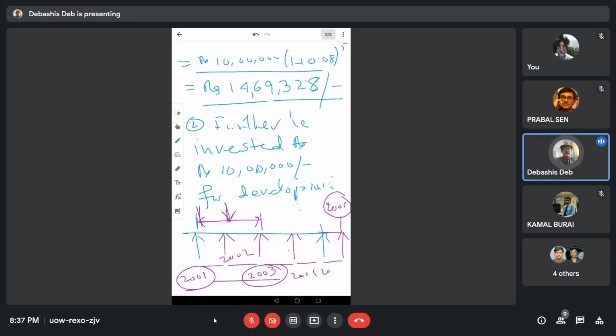Say for the first month it may be 50,000, second month 1 lakh, third month 2 lakhs. So total it is coming at 10 lakhs. So on an average we can consider this amount at the mid of the 2 years. Though the action was started in 2001, I have considered that the entire amount is paid in 2002, then the blocking period will be 2006 minus 2002, which is 4 years. Okay. So further he invested rupees 10 lakhs for development. Now let me write again.